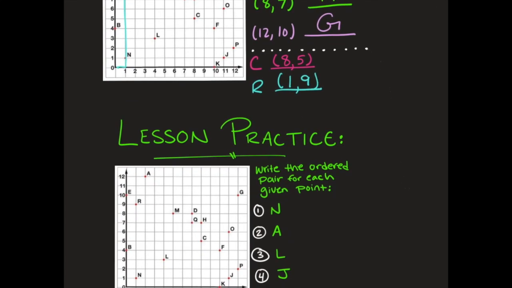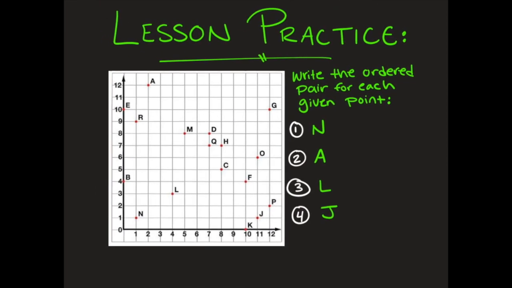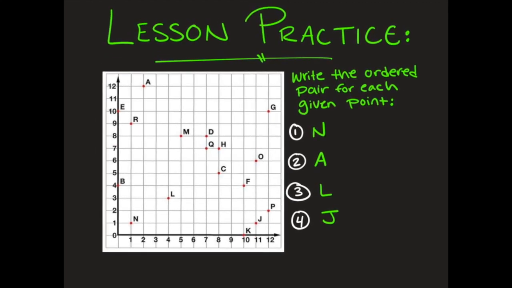So here's your lesson practice. You have the same grid. And I just need to know what are the pairs, the ordered pairs for N, A, L, and J. So you might want to pause the video so that you can look at this and write these down. So find N, find A, find L, find J. Don't forget parentheses and your comma in between.